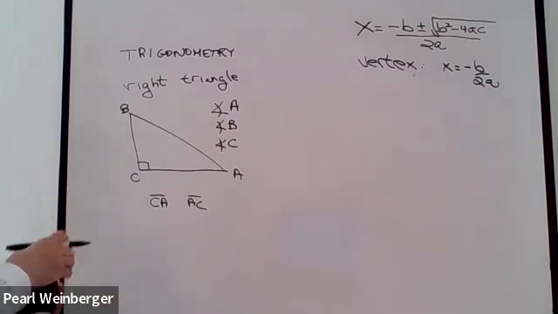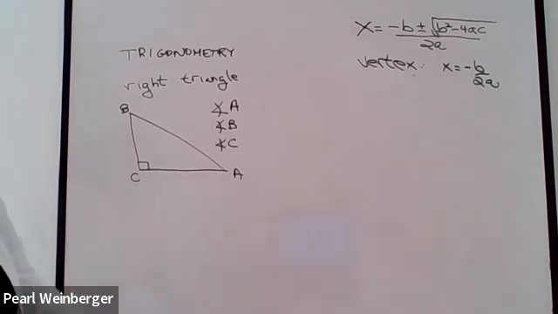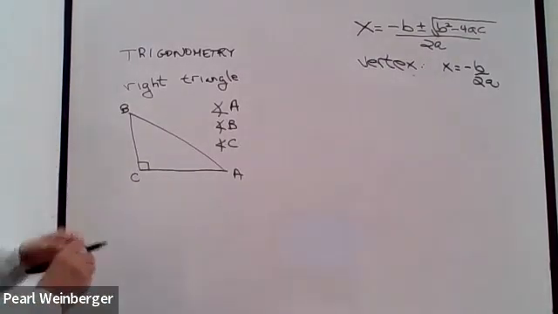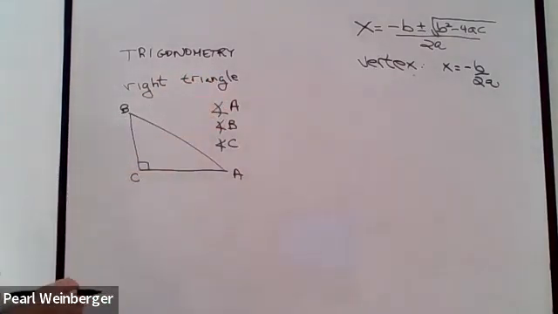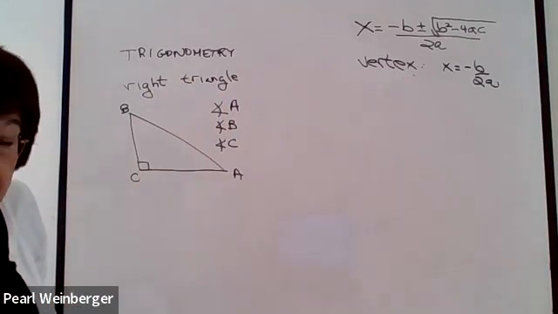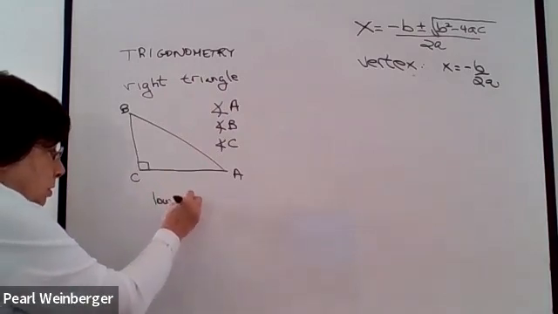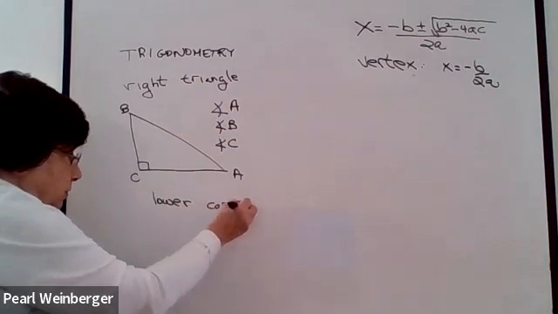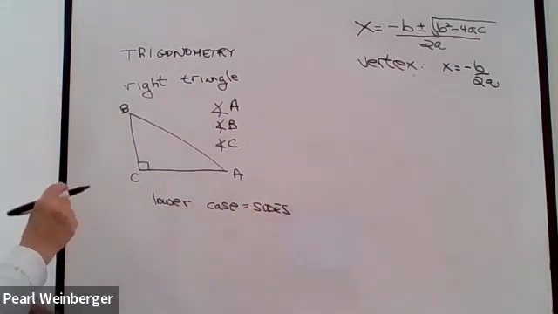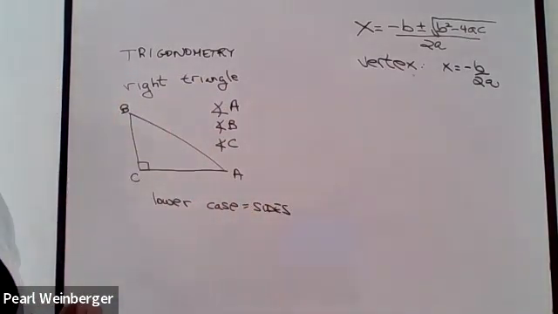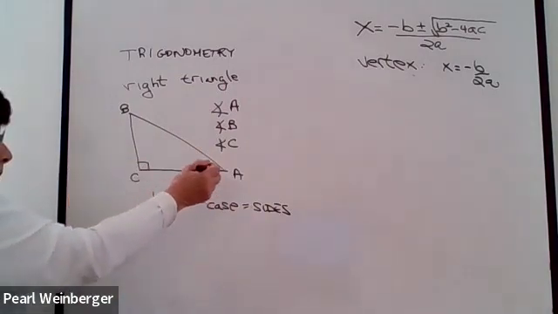So what we sometimes do, and this is a universal thing that all textbooks do, is use capital letters to name the angles. We'll use lowercase letters for the sides. And how do we do that? Well, I don't see any lowercase letters in here, so I have to put in the lowercase letters. And it's done in a very specific way.